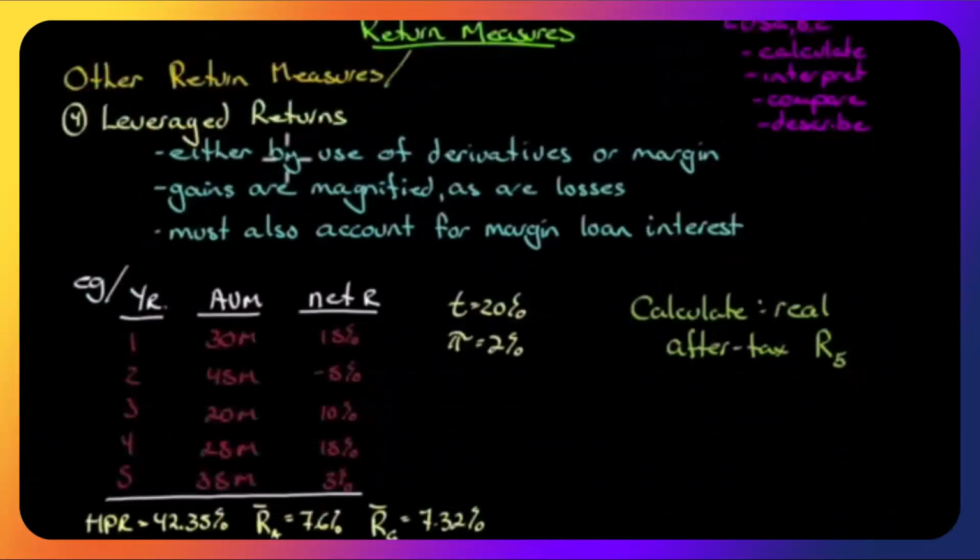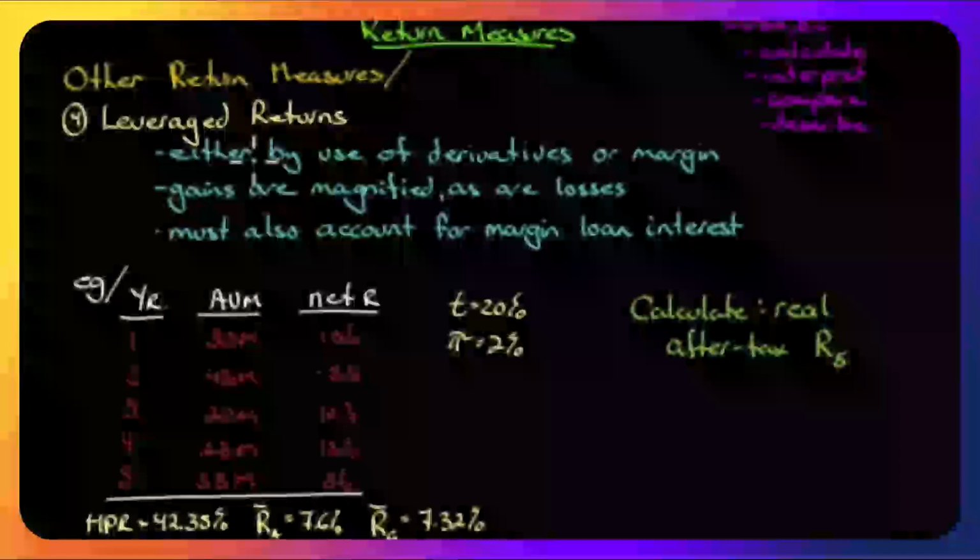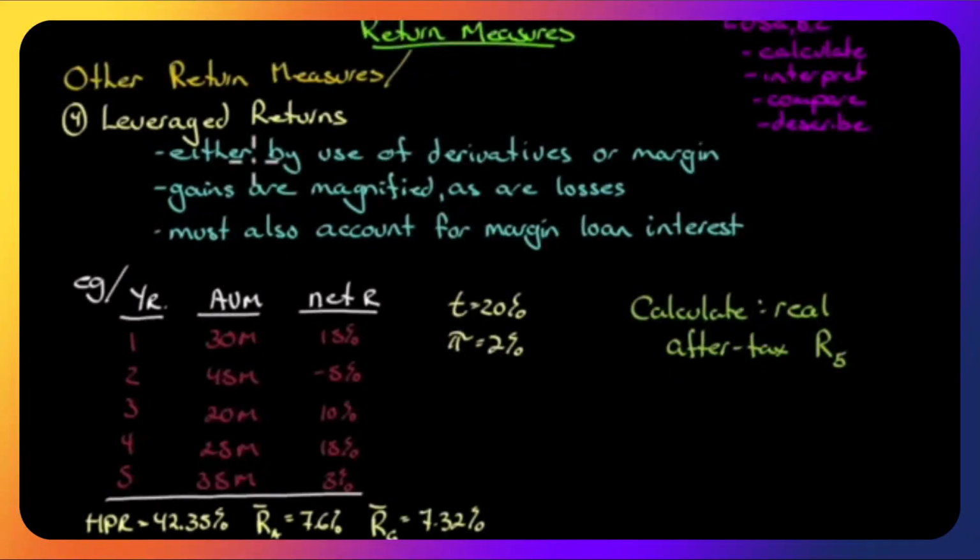And finally, leveraged returns. We can gain leverage either by the use of derivatives or by the use of margin. That means our gains can be magnified, but so are our losses. And we must also account for margin loan interest. When we're looking at leveraged returns, we've seen this before in corporate finance, where we looked at the idea of financial leverage versus operational leverage. Same concepts apply here.